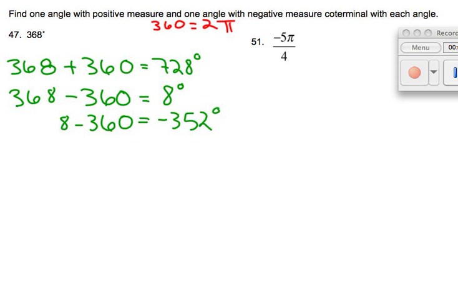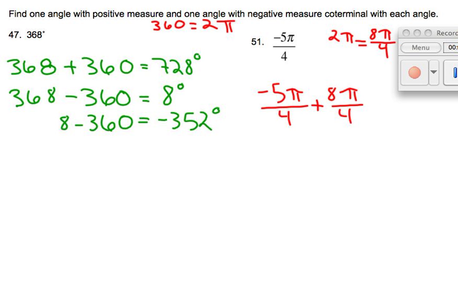Now, when you're looking at problem 51, you still have to add or subtract a 2 pi, which is 360 degrees, but I need a common denominator. So when I'm looking at 2 pi here, because my denominator is a 4, remember 8 pi over 4 is the same as 2 pi. So I'm going to take my negative 5 pi over 4, I'm going to add 8 pi over 4, and I get a positive 3 pi over 4. There's my positive coterminal angle.